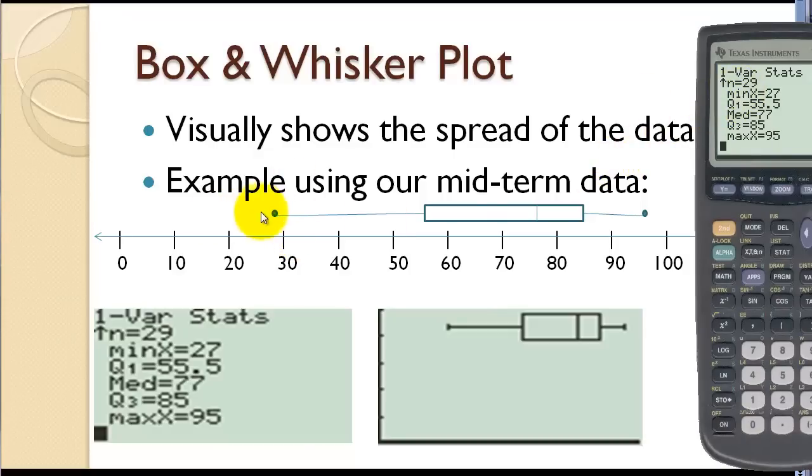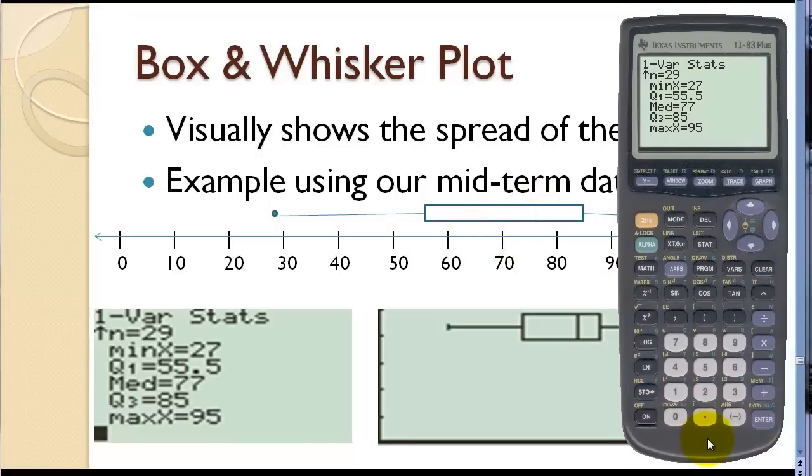The min is the 27 here, max is our 95, this boundary is Q3, 85, 55.5 exact, and our median. You can also have the graphing calculator graph it.